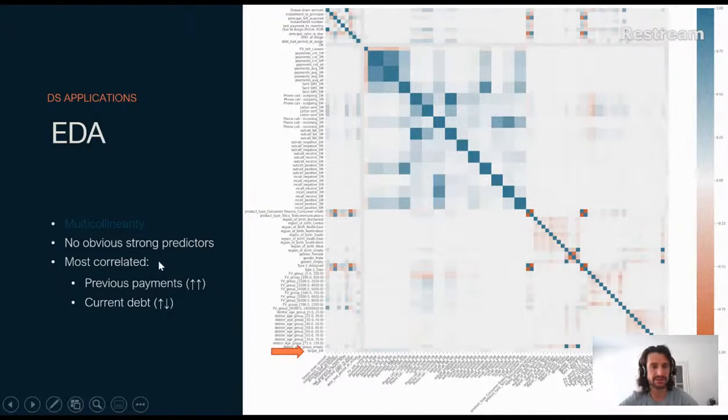The highly correlated predictors are the previous payments. That's this region, and of course, the more payments you had in the past, the more you could expect in the future, so they are correlated positively. And I think the second one is current debt. This is a bit on the other side: the bigger the current debt is, the less probable the customer will pay in the future. So that's a negative, and I think that's this tiny red small square.